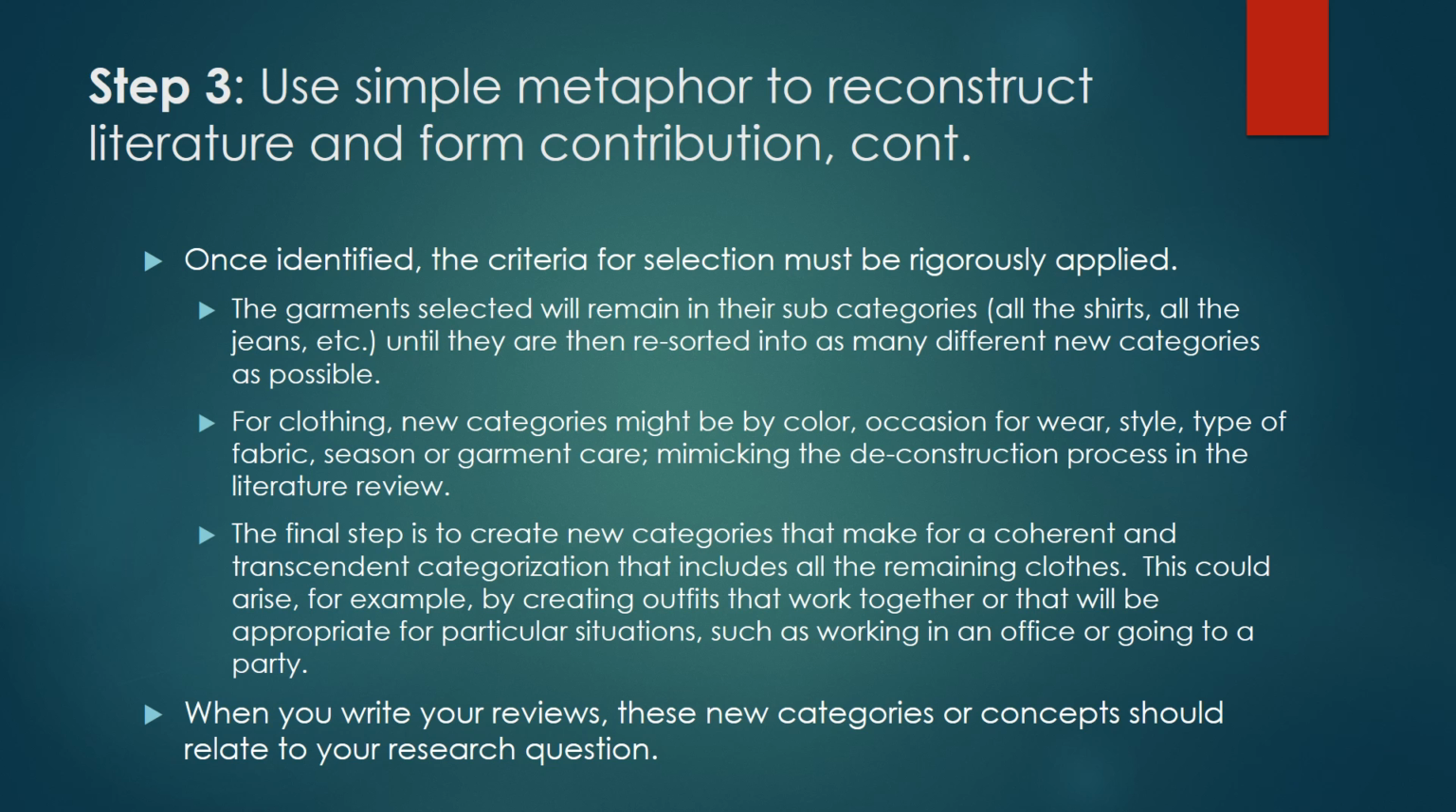So for clothing, new categories might be by color, occasion for wear, the style, type of fabric, season or garment care, which essentially mimics the deconstruction process in the literature review. So your final step is to create new categories that make for a coherent categorization that includes all the remaining clothes. So this could arise, for example, by creating outfits that work together or will be appropriate for particular situations, such as working in an office or going to a party. So when you write your reviews, these new categories or concepts should relate to your research.